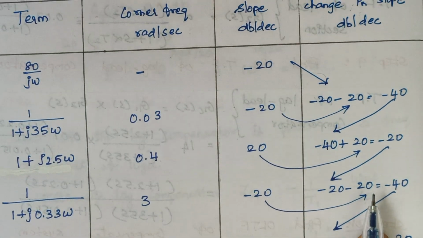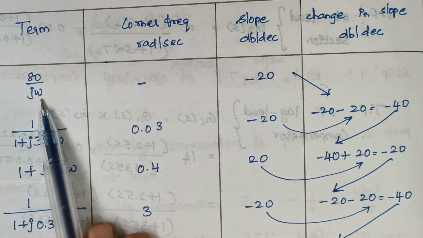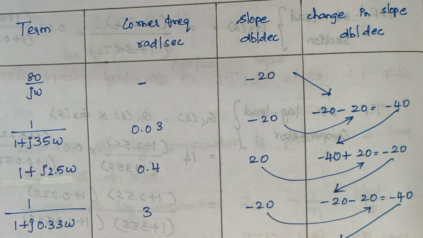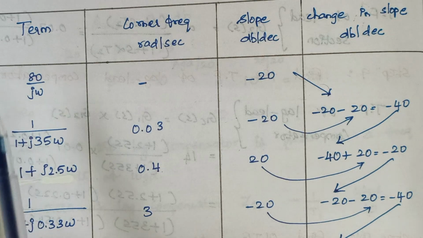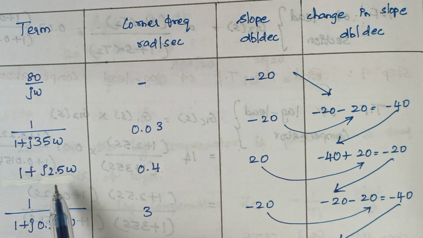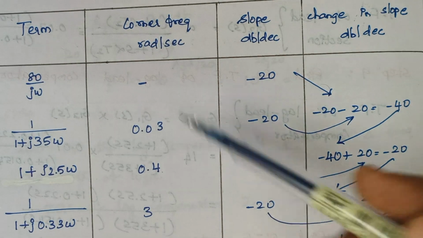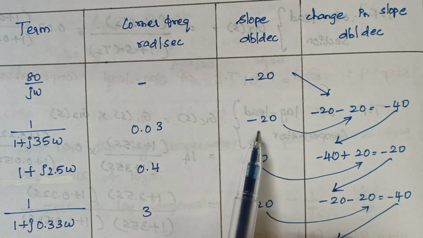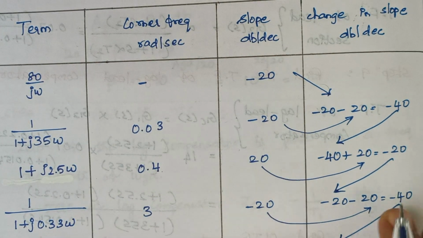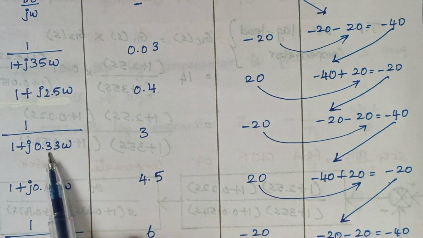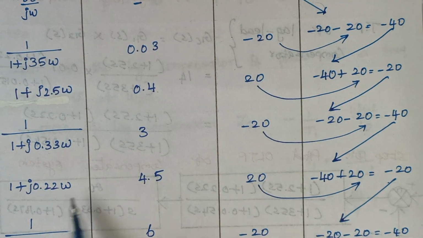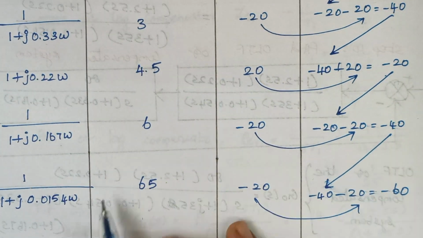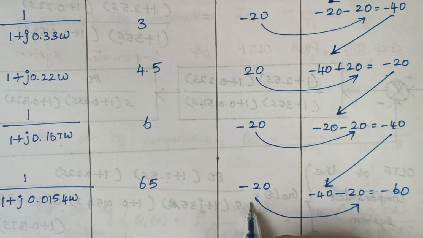Then the next thing is slope. As we all know, omega in the denominator contributes a slope of minus 20 and omega in the numerator contributes plus 20. So accordingly write down the values. Here omega is in the denominator, so minus 20. Here again in the denominator, minus 20. Here it is in the numerator, plus 20. Again here omega in the denominator, minus 20, and here in the numerator, plus 20. Again here in the denominator, so minus 20, and here again in the denominator, so minus 20.